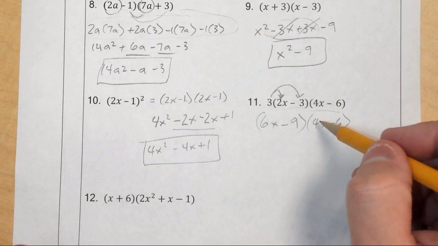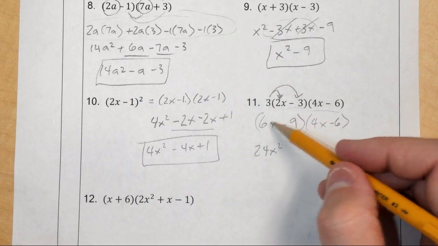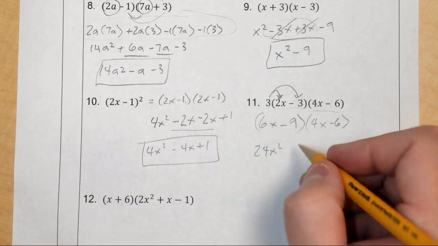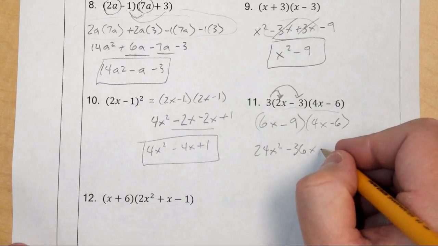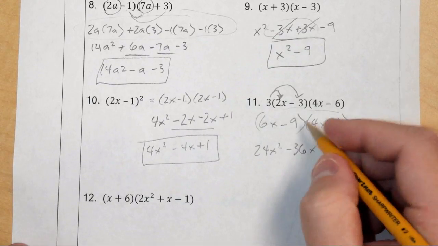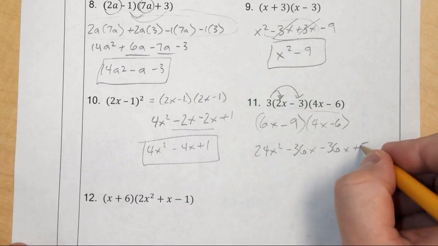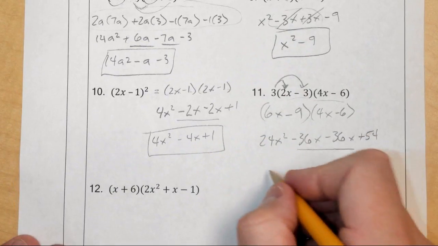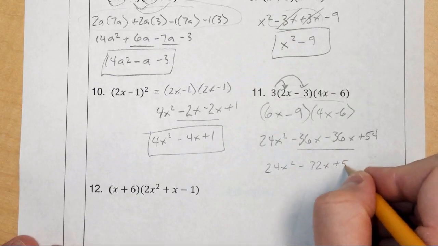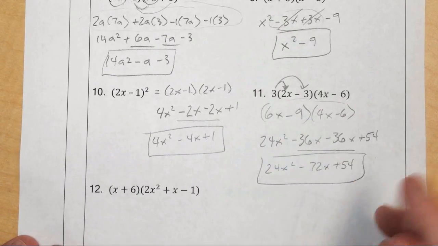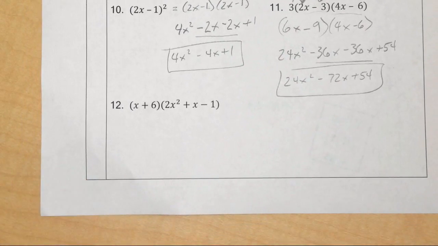So I'm going to do 6x times 4x. That's the first two terms, 24x squared. The outside terms, 6x times negative 6 is negative 36x. The inner two terms, negative 9 times 4x is negative 36x. And then negative 9 times negative 6, the last two terms, it's a positive 54. Combine like terms here, I have 24x squared minus 72x plus 54. And that is the answer on number 11. And finally, number 12. And that's my last example here.